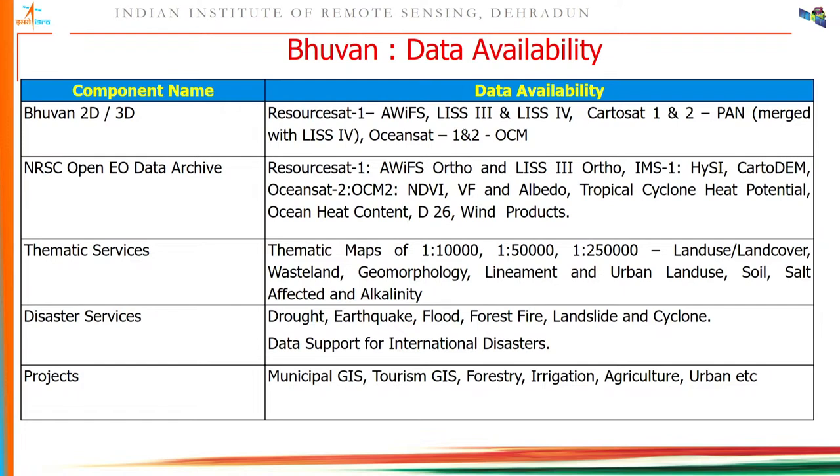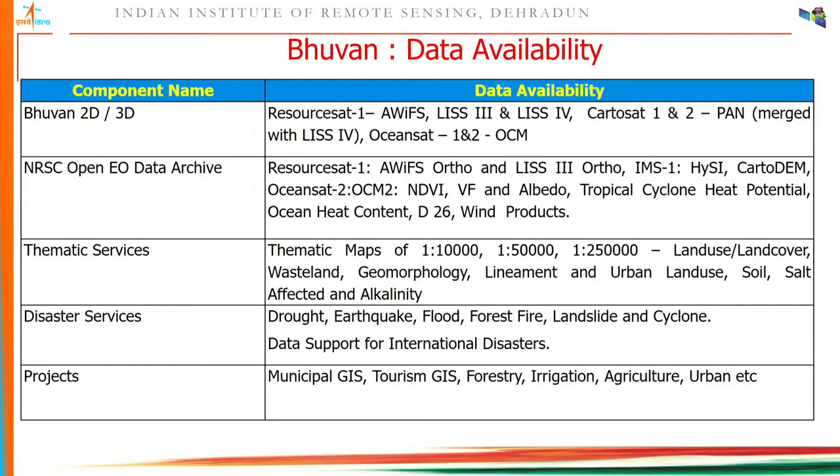We have the thematic services like thematic map on 1:10,000 scale, 1:50,000 scale, 1:250,000 scale. The themes include land use, land cover, wasteland, geomorphology, lineament, urban land use, soil, salt affected areas, alkalinity, and so on. As far as the disaster services are concerned, the data related to drought, earthquake, flood, forest fire, landslide, and cyclone, these are the 6 natural disasters on which these services are available.